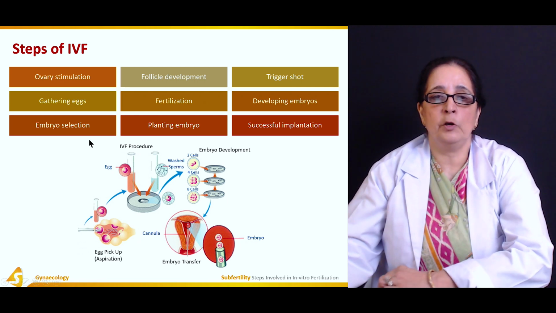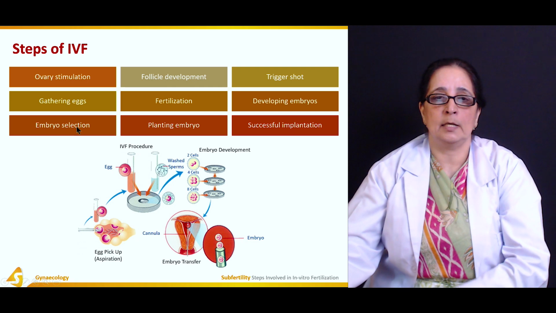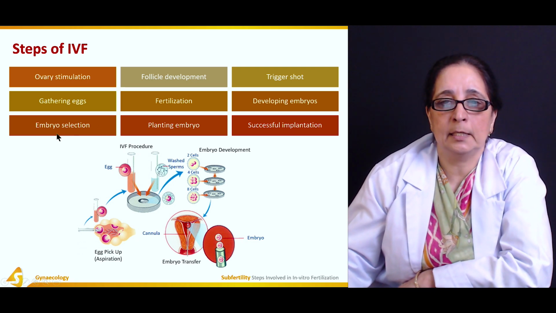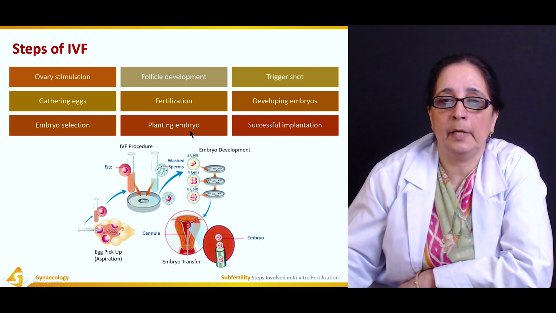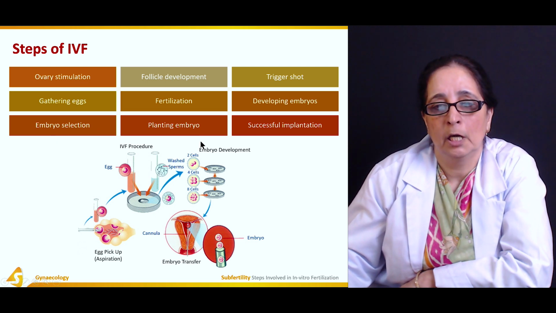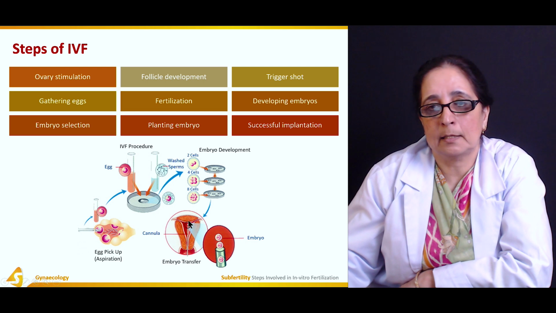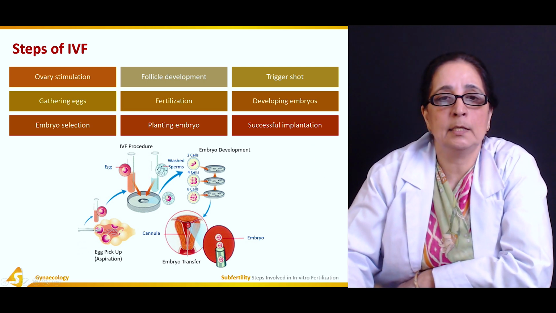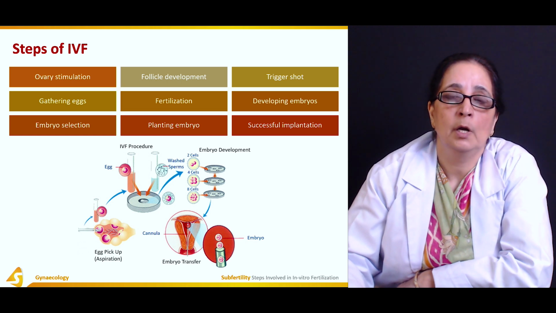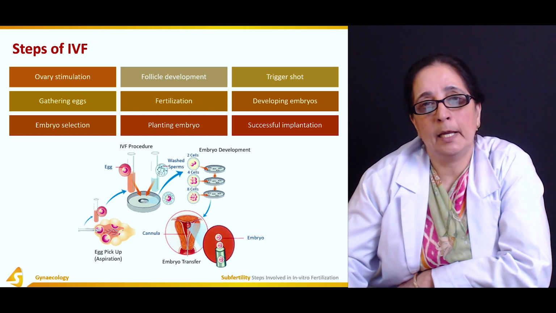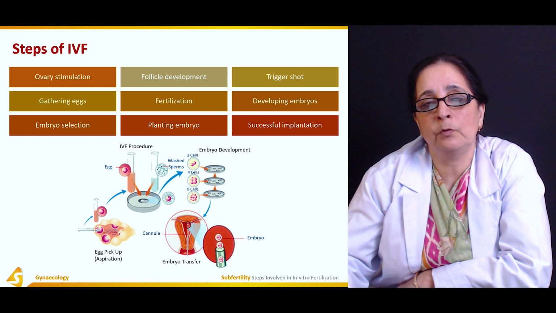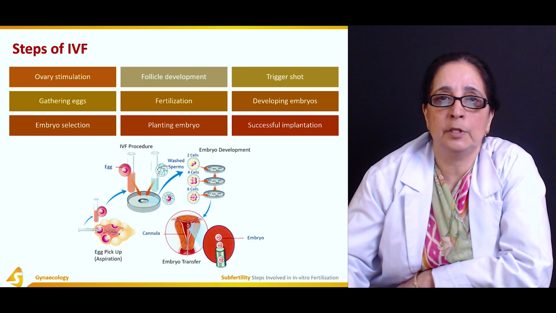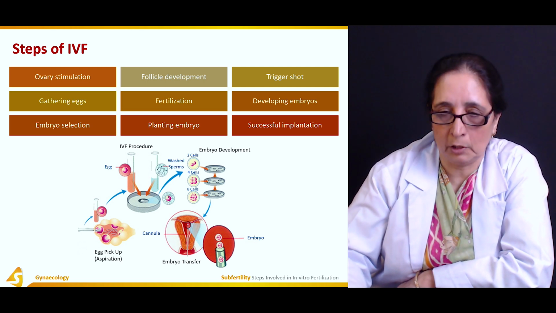Then the embryo is selected, whichever is good, the well-developed embryo, and then that embryo is placed into the uterus, and then there is successful implantation. All these are the steps of in vitro fertilization, and then the pregnancy test is done to find out if the pregnancy occurred or if the procedure was successful or not.